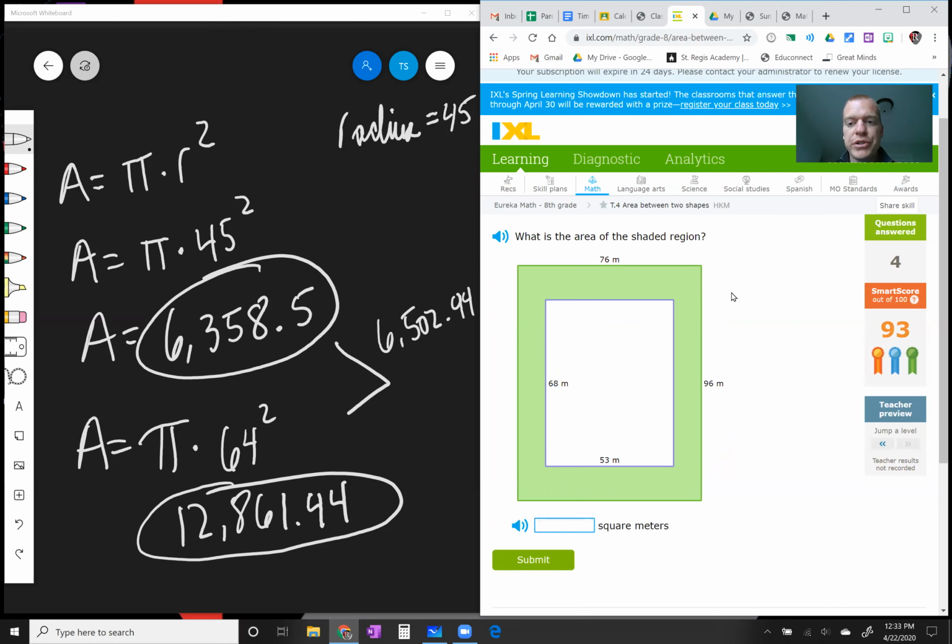Make sure you hit turn in on Google Classroom after you're done with IXL. If you hit turn in before, I'm going to grade what you have done so far. So make sure you do IXL, complete it 100%, then hit turn in on Google Classroom.